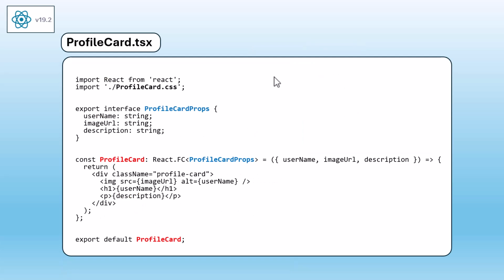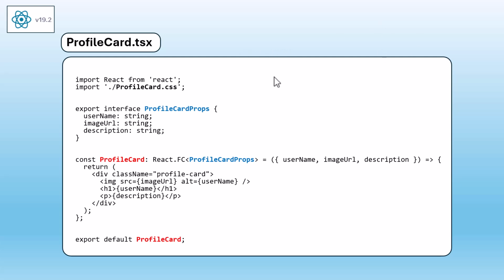presentation. This file defines the profile card component used in our main app. At the top, we import React and the CSS file that will style each card. We then declare a TypeScript interface called ProfileCardProps. This interface specifies the structure of the data the component expects: a username, an image URL, and a description, all as strings. This ensures type safety, making it clear what information must be passed in.